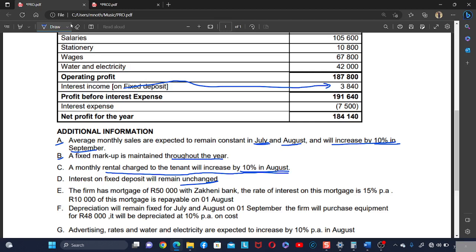And then the firm has a mortgage of 50,000 with Zakhele Bank. The rate of interest on this mortgage is 15% per annum. 10% of this mortgage is repayable on the 1st of August. Okay. 1st of August. Remember, we are doing for the months of July, August, and September. So we are told that 10,000 will be paid on the 1st of August.